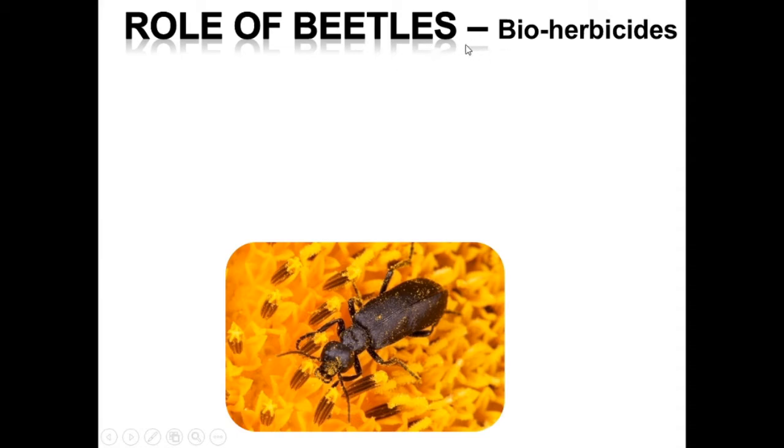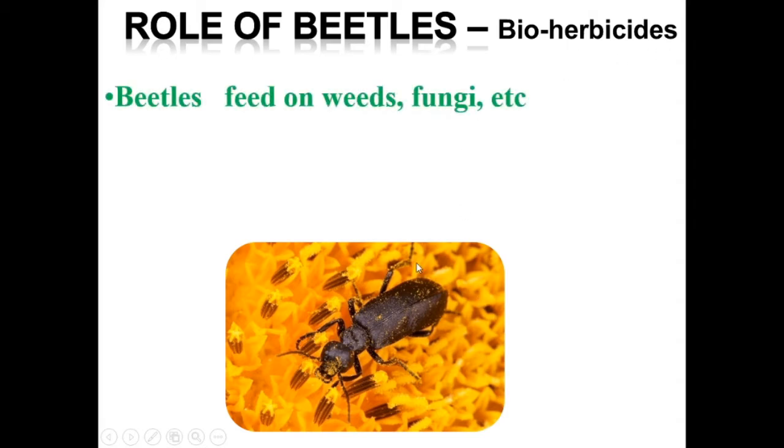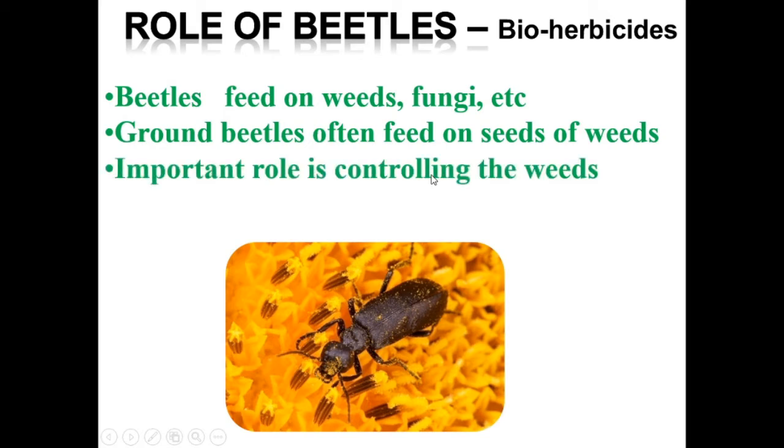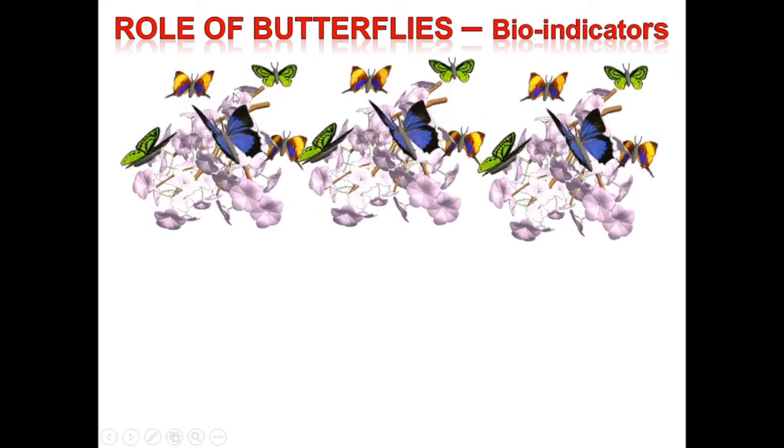These beetles play an important role as bioherbicides. They feed on weeds, fungi, unwanted plants, unwanted herbs. So they act as bioherbicides. These ground beetles often feed on even the seeds of unwanted plants, seeds of weeds. So they play an important role in controlling the weeds and also they help in pollination.